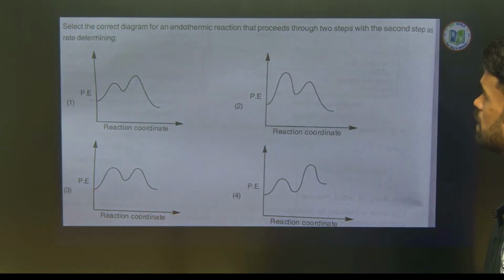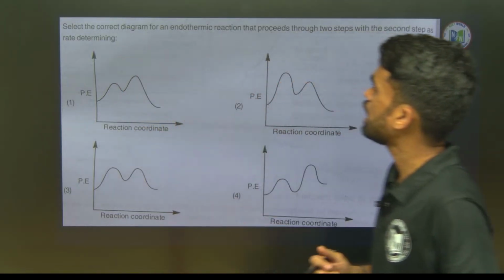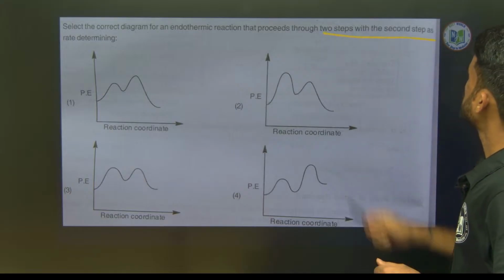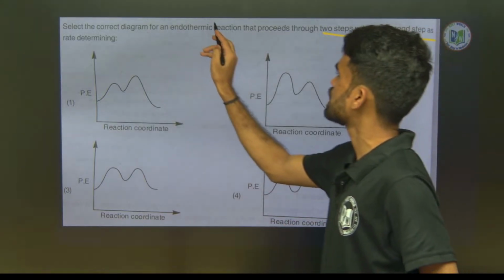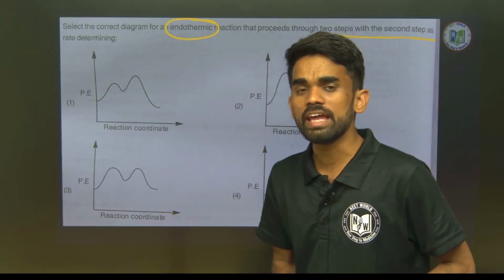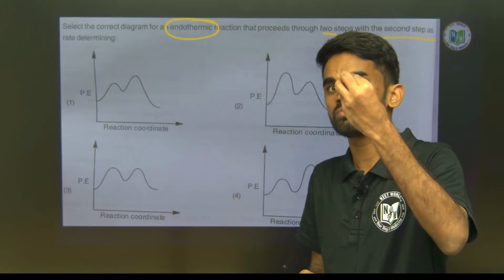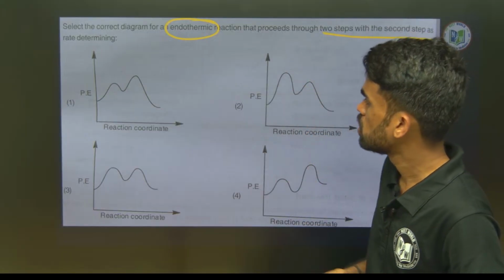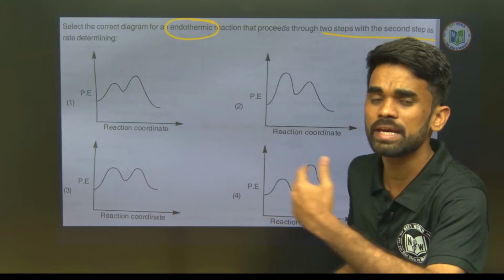Now look at here, we have energy profile diagrams. Select the correct diagram for an endothermic reaction that proceeds through 2 steps with the second step as the rate determining step. So how can you answer? First of all, they are saying endothermic reaction. Endothermic reaction means the energy of product is greater than the energy of reactant. It means heat is absorbed during the reaction, therefore the energy of product is greater than the energy of the reactant. So look at the graphs and eliminate the ones which are exothermic.